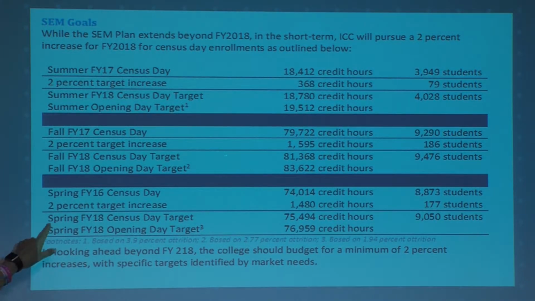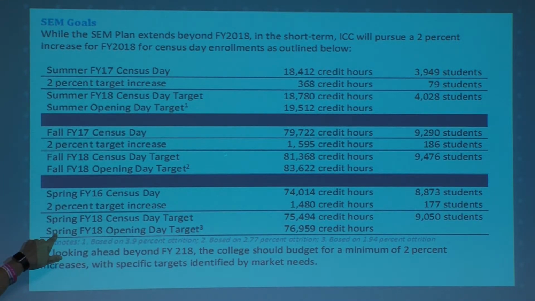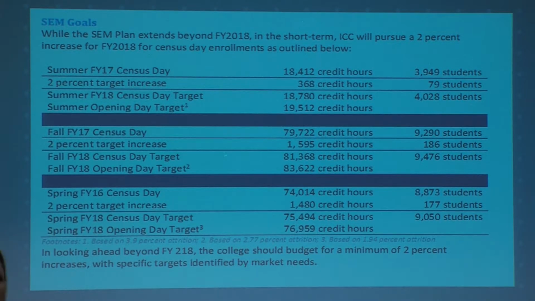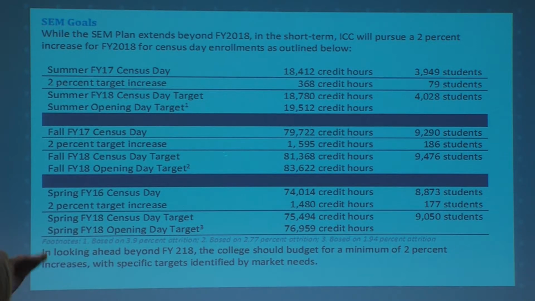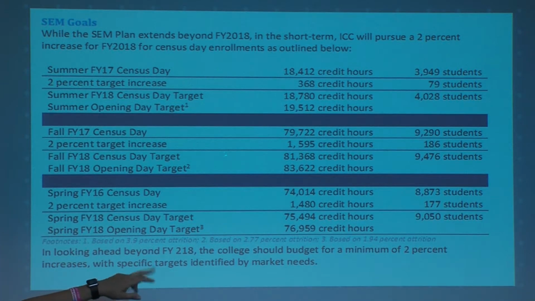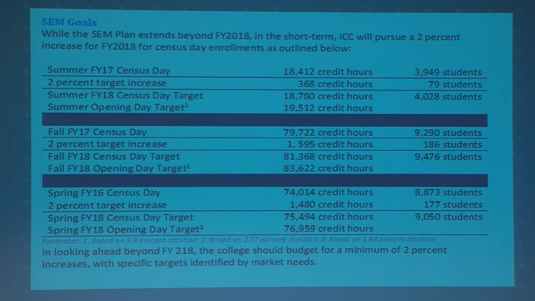And then the other thing we did was we had a census day target and an opening day target. We did some evaluation for the first time: what percentage of credits do we actually lose between first day and census? And it was pretty consistent. So we based it on a 3.9% attrition for summer, 2.77 for fall, and 1.94 for spring. It was the first time we actually looked at that data, because we always say census day, census day. We didn't know what that change was. So it was kind of an interesting exercise for me, who is not a numbers person, to give me a feel for what we were looking at.